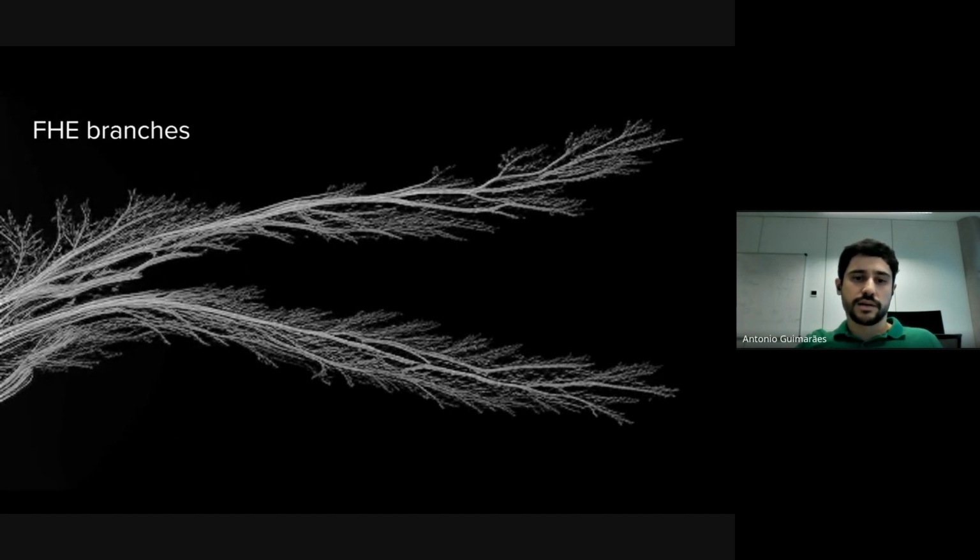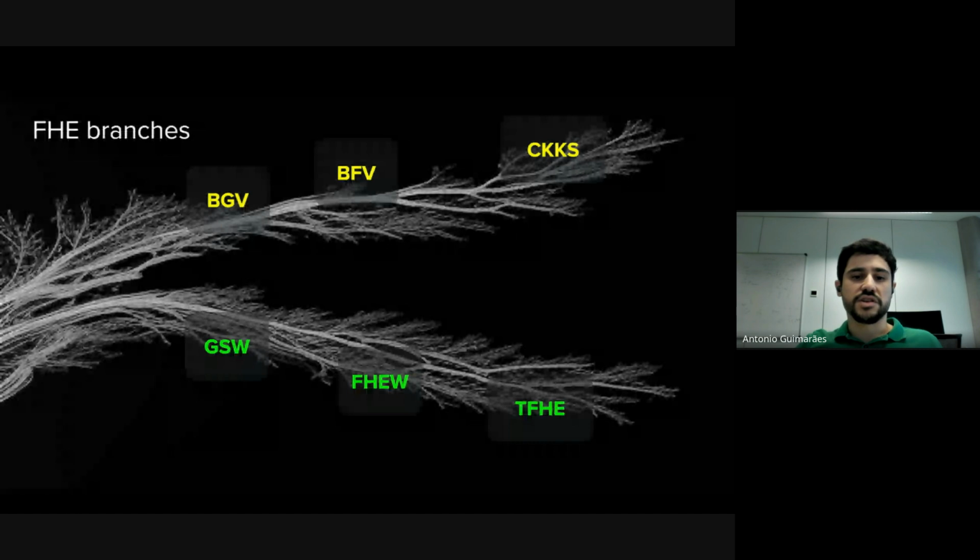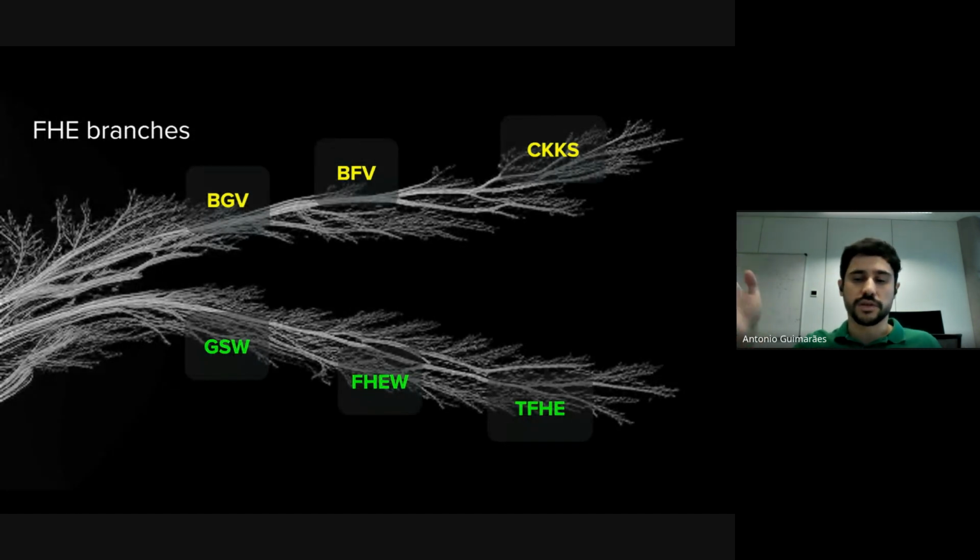FHE branches. Usually we divide FHE schemes in several ways, like talking about generations of FHE or branches of FHE. This is all very arbitrary, this is just what people usually do, but it's a very arbitrary division. Usually we think about these two branches. On the top one we have schemes such as BGV, BFV, and CKKS. And on the bottom one we have GSW, FHEW, and TFHE. They differ in many ways.